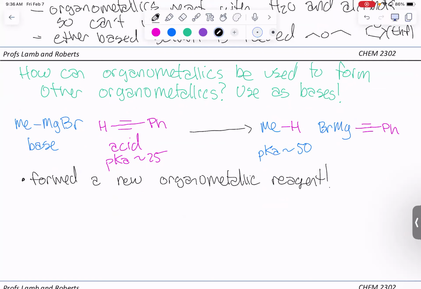Right, so sometimes, based on the availability of what you have in the lab, you may not have some magnesium or lithium lying around to be able to form this reagent separately. You may need to use the base method. And this is just a really practical one. I would say almost every single lab in Caltech probably has a bottle of methyl magnesium bromide, and so they use this all the time as bases. And this only works because the pKas are favorable.